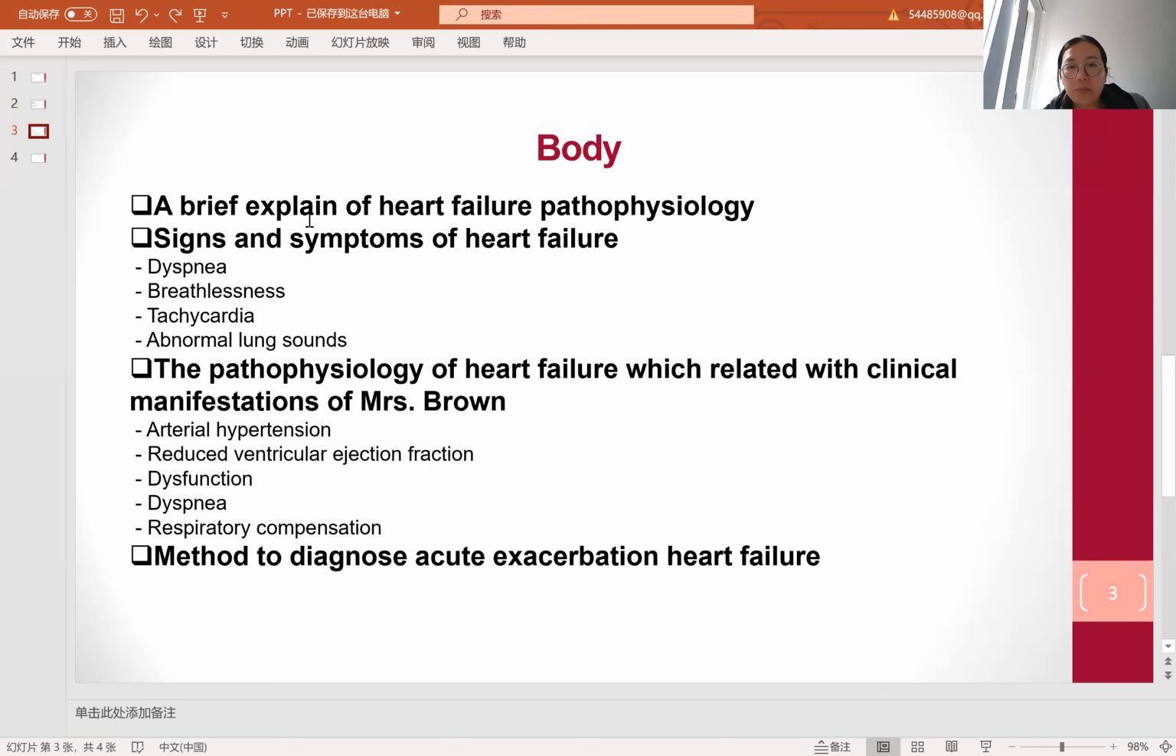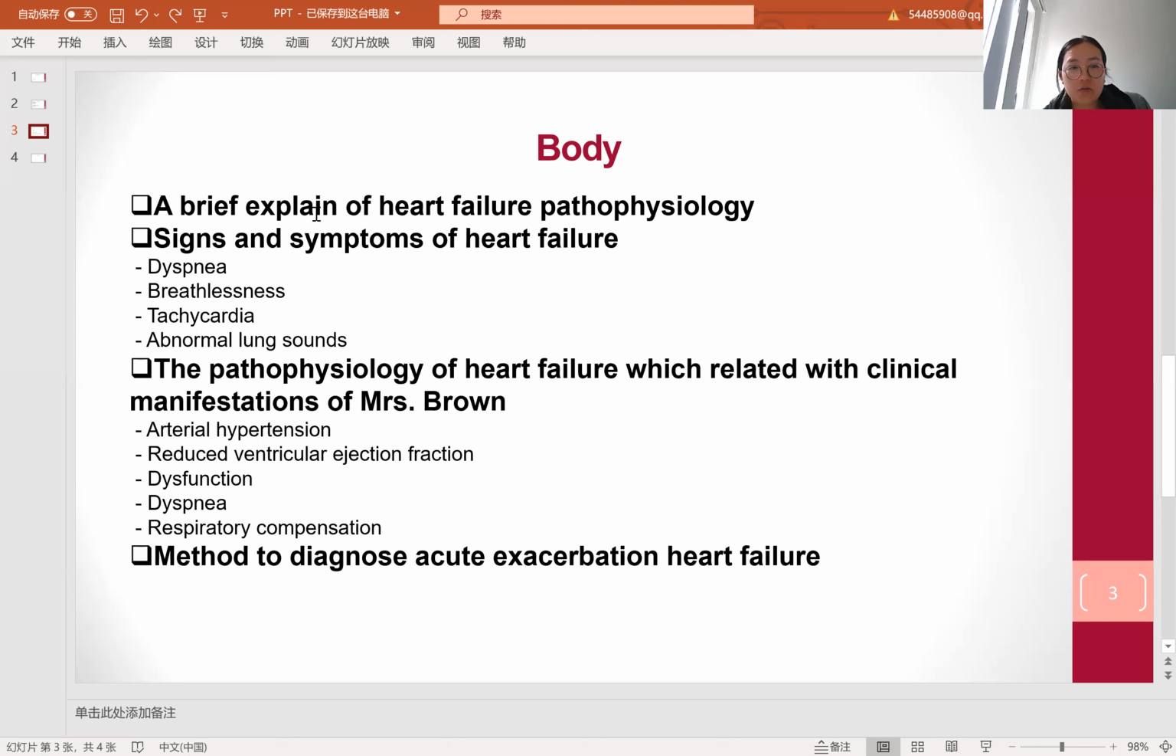Then we move on to the body part. What is the pathophysiology of heart failure? The pathophysiology of heart failure involves the inefficiency of heart muscles due to some damages or overload. Individuals who are affected by heart failure experience a failure in their heart contraction mechanism due to overloading, thus reducing the contraction forces.